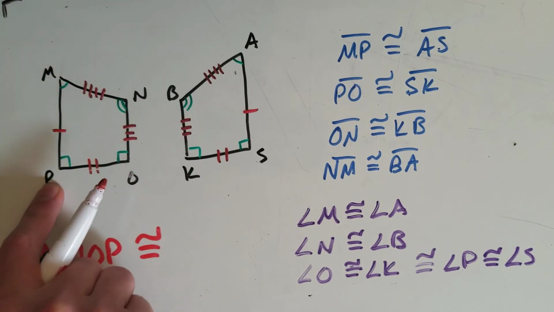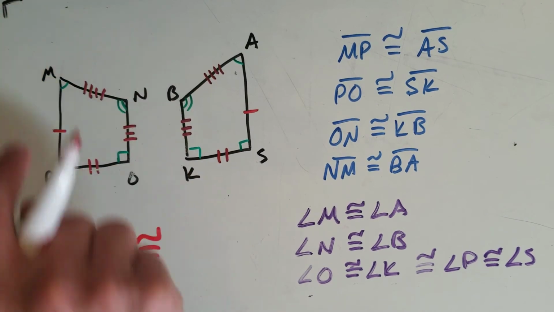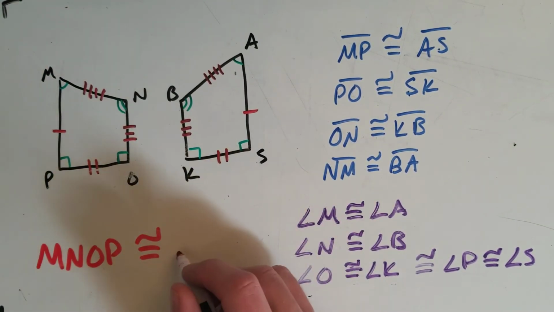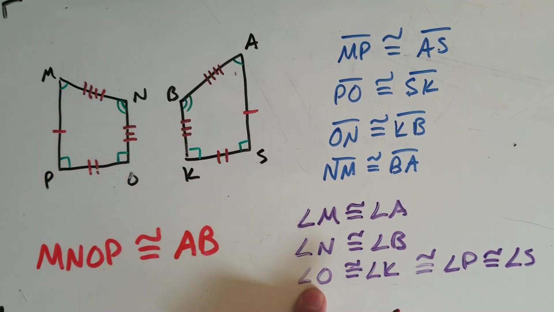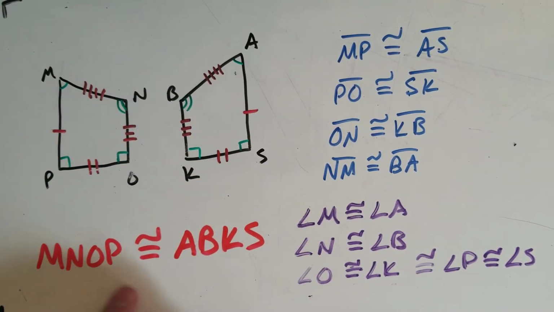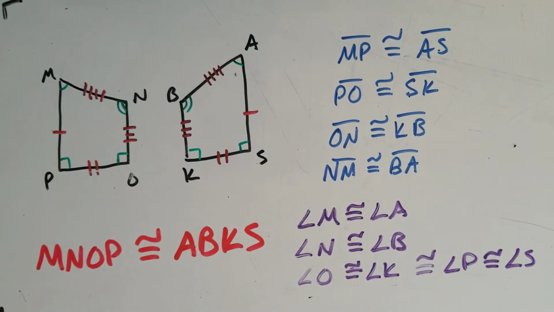MNOP, whenever you're listing polygons, you just go around, you don't go across. So MNOP, and I can use these right here. M goes with A, so it's going to be congruent to A. N goes with B. O went with the K, and the P went with S. So MNOP goes with ABKS. Those two polygons are congruent, and these are all your congruent statements.